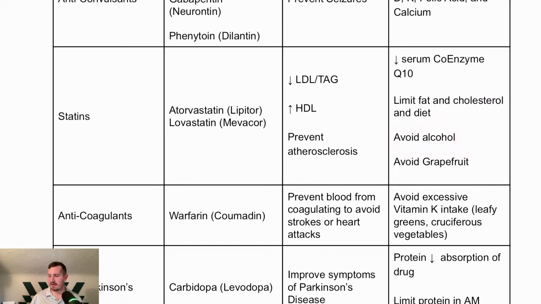Avoid alcohol on a statin and avoid grapefruit as well. Those will be things you're going to want to avoid with a statin. Really common knowledge there.